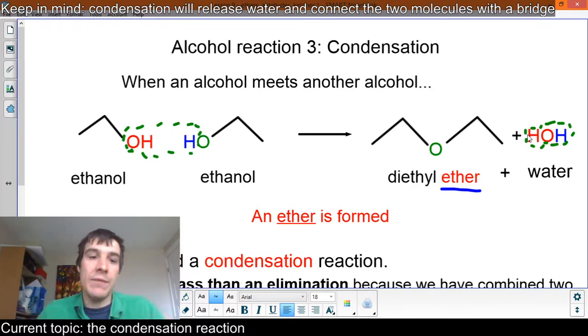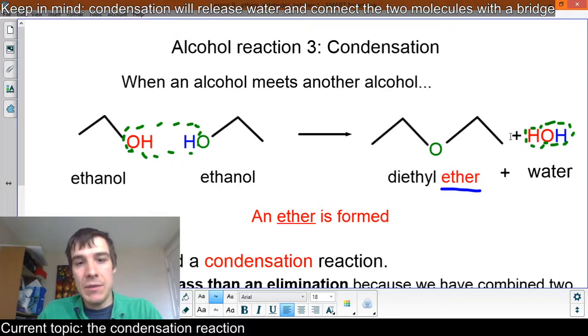Now water is a very common molecule. It's a very low energy molecule. It's a very stable molecule. So if you can make water in a reaction, often you will. And it creates all kinds of interesting reactions. We'll see more of that in the third unit, thermochemistry. Water's so stable that it's relatively easy to pull it out of something.